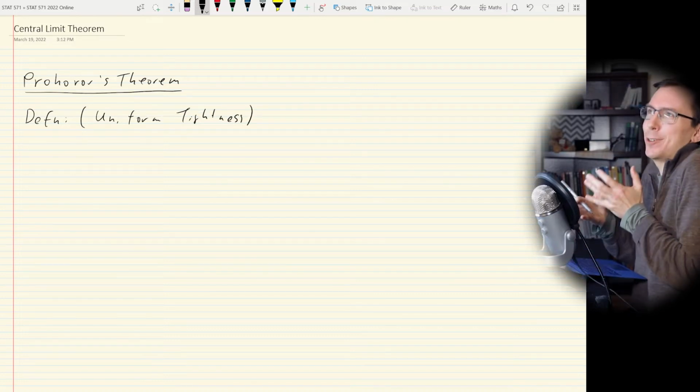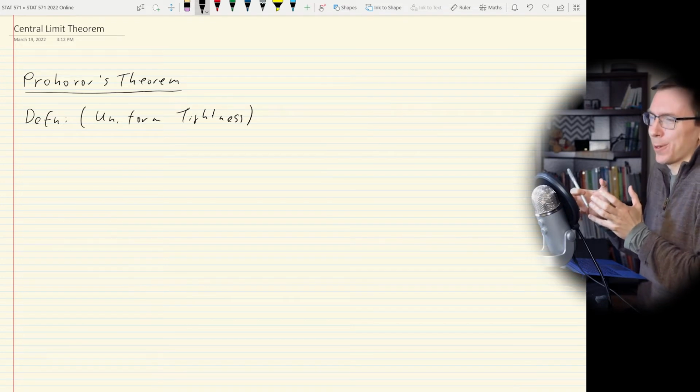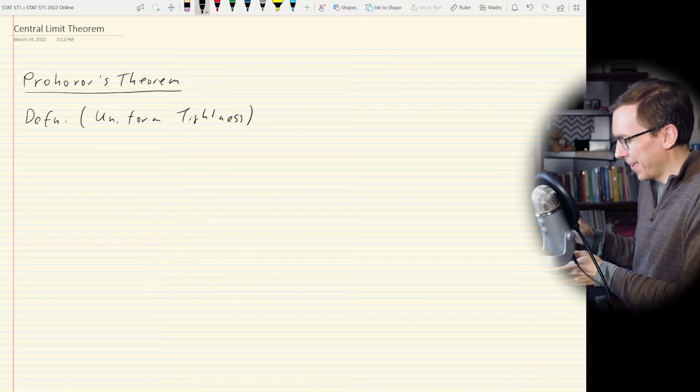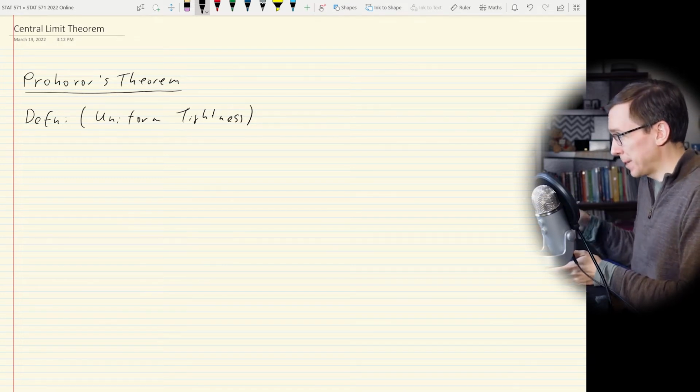This is in some sense going to be the boundedness or the compactness condition for our, or let's say a boundedness condition for our sequence of probability measures.